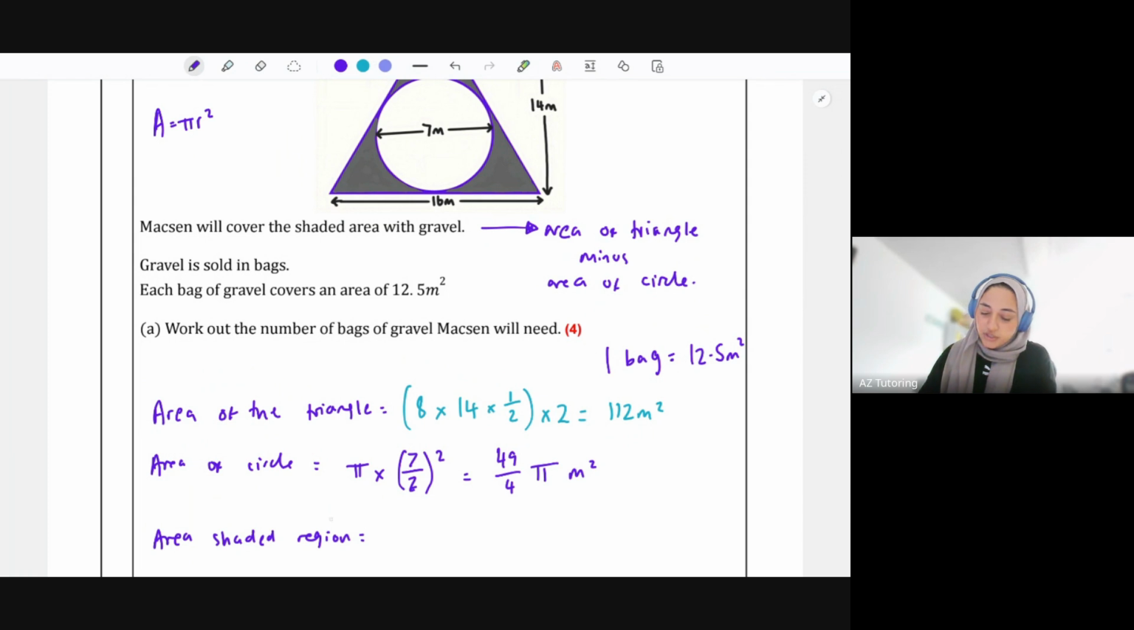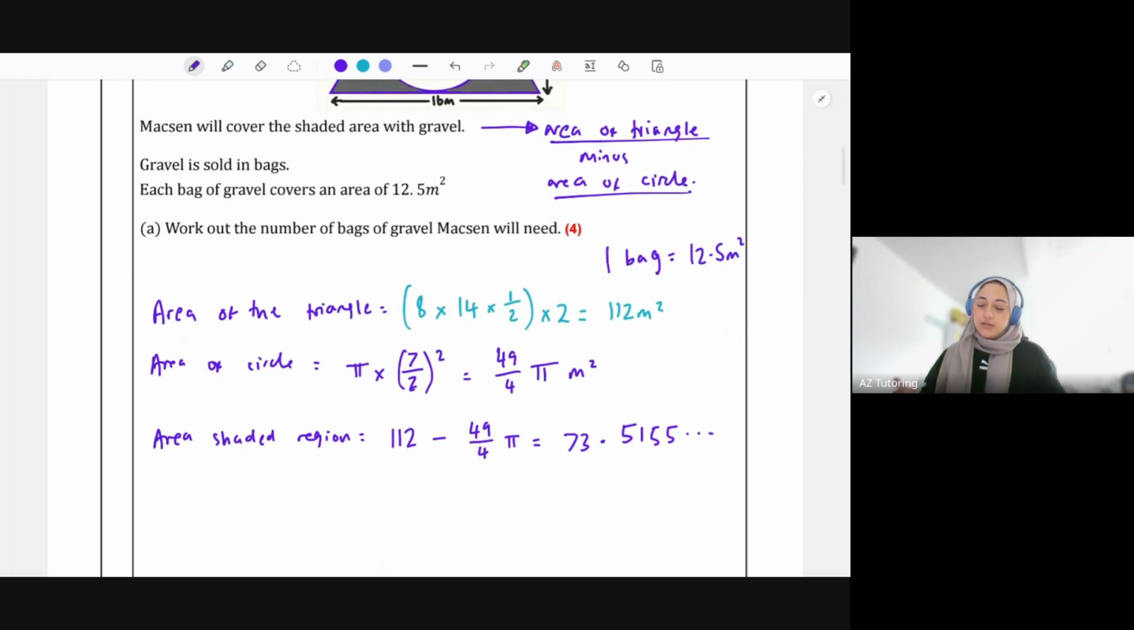So the area of the shaded region, we've just said, is the area of the triangle minus the area of the circle. So the triangle is 112 minus 49 over 4 pi, and that gives us 73.5155. I'll keep a few decimals so we don't end up getting any rounding errors. But we don't actually want the area of the shaded region. We want to work out how many bags Maxon needs.